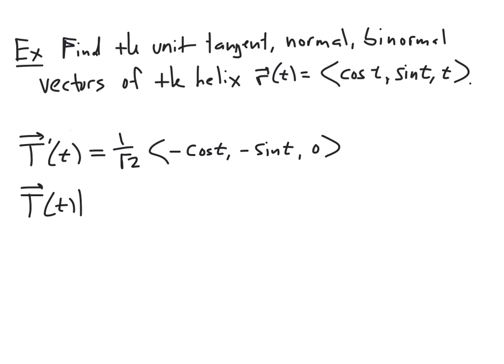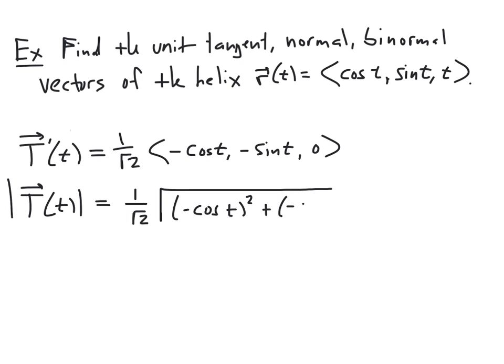We then want to compute the magnitude of this vector. When we scale a vector by a constant like 1 over square root of 2, we can think of that as just multiplying the magnitude by 1 over square root of 2 as well. So I'm not going to distribute that out, although you could, but just to make the square root computation a little bit easier, we're not going to do that. So this will be the square root of negative cosine t squared plus negative sine t squared plus 0 squared. And of course, this whole square root part is just going to be the square root of 1. And so this is just equal to 1 over square root of 2, 1 over square root of 2 times 1.